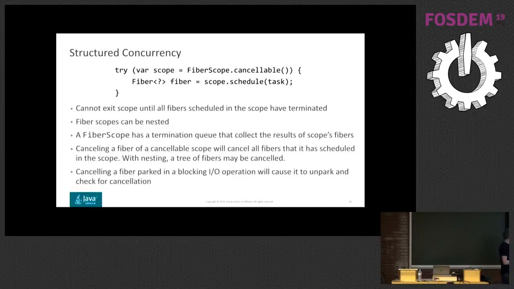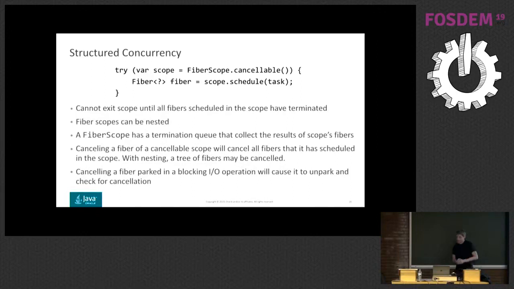You could create trees of these fibers. And because their lifetime is constrained, if they throw exceptions, then the exceptions can propagate to the thread that created them. You can cancel an entire scope, and that would cancel all the fibers. And if they're currently blocked, they would get unblocked and signal it somehow, maybe throw an exception.